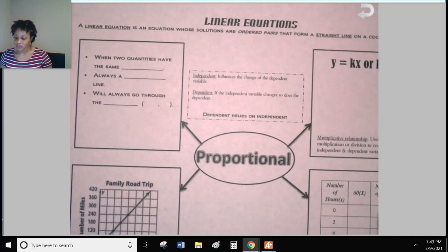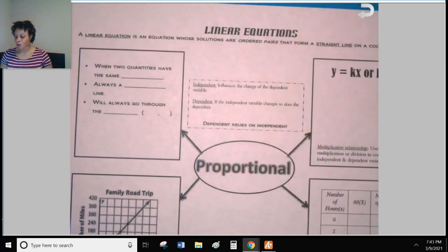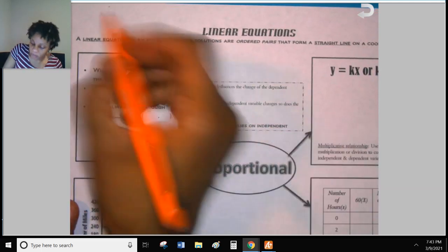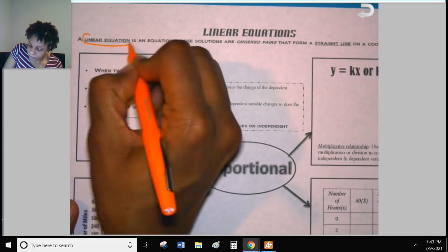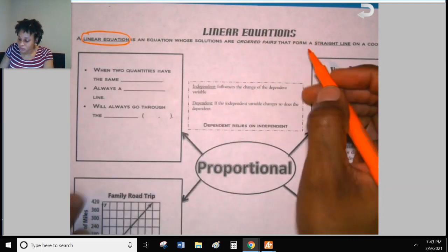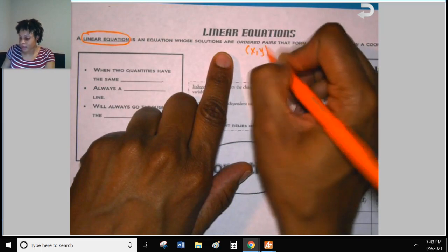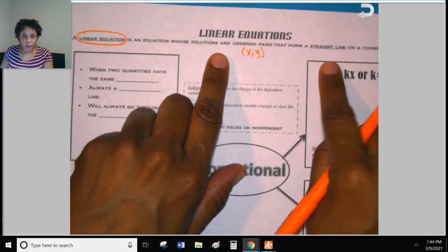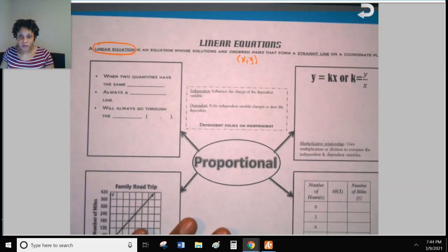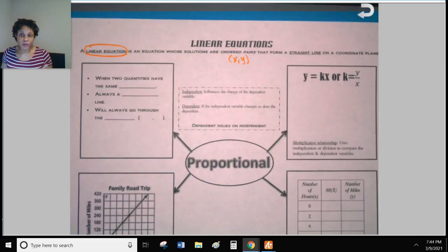A linear equation is an equation whose solutions are ordered pairs that form a straight line on a coordinate grid. So we're just going to break this down. A linear equation is an equation whose solutions are ordered pairs. We know an ordered pair is x comma y, that forms a straight line on a coordinate plane. So we know what a straight line on a coordinate plane looks like, and we know what an ordered pair is.